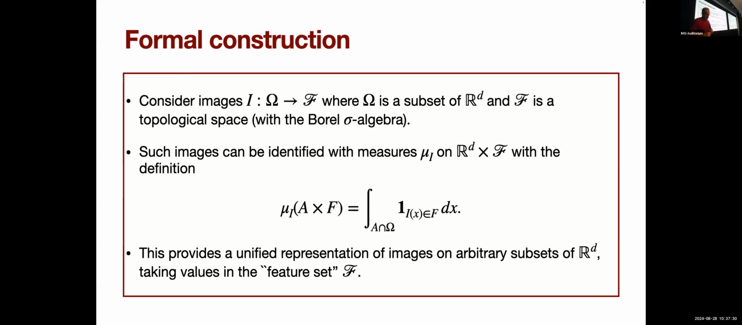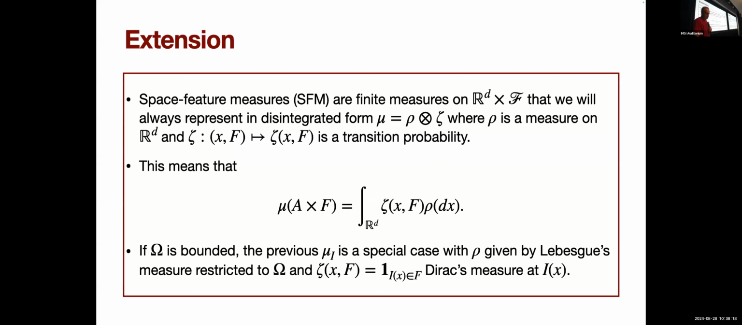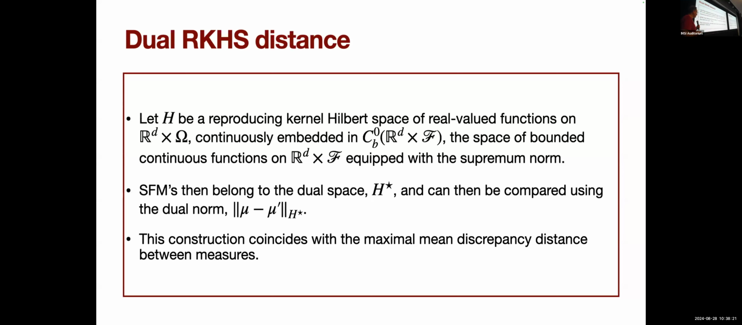then you can easily associate to it a measure on the product space R^d times F by this formula, which is just measuring the fraction of the values of the image that are in the set capital F for the points that belong to capital A. And this provides a representation of images that are defined on arbitrary subsets of R^d, taking values in some feature space.